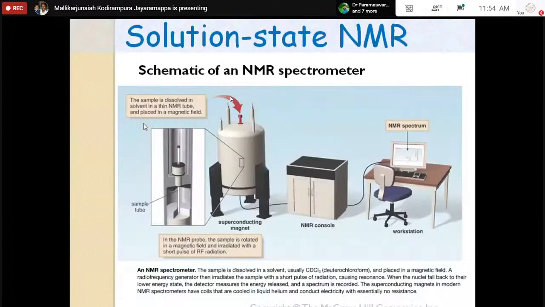And this is the general solution state NMR. Just to give you an outline of what solution state NMR is, please remember that I'm not going to spend much time on it. This is basically the pictorial representation I had shown earlier. We are using a superconducting magnet, where we insert our sample, and one end of the wire is connected to the NMR console, where the induced signal is amplified and recorded in the spectrum. This is the general schematic diagram of an NMR spectrometer.